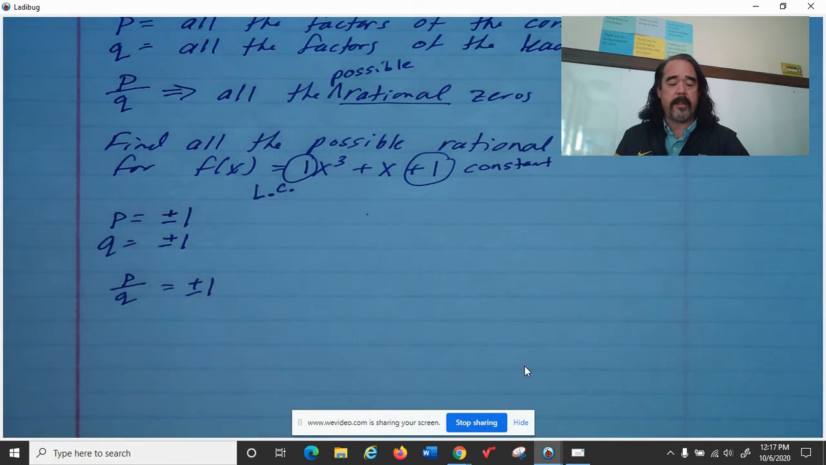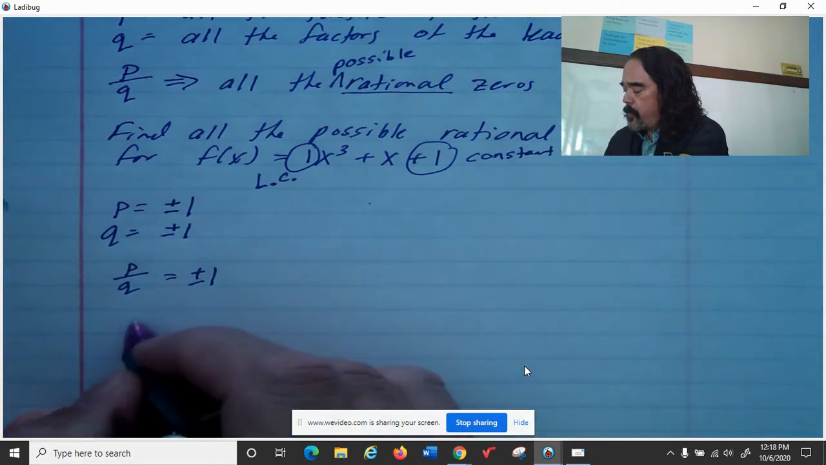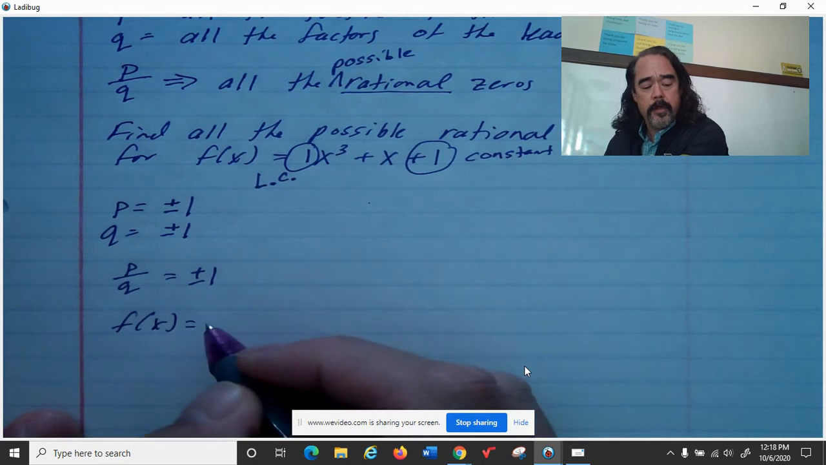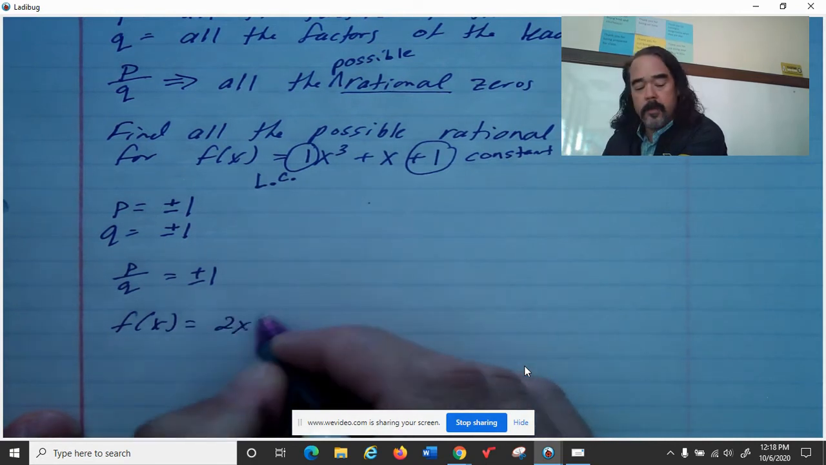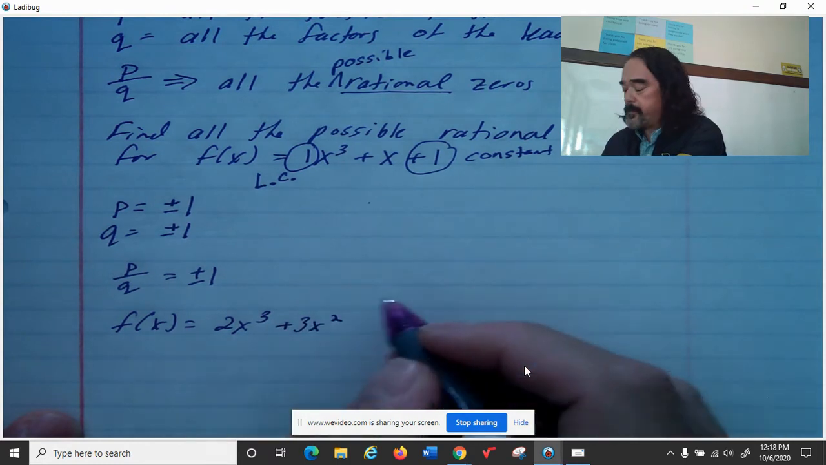All right, so let's take a look at another example. Same instructions, find all the possible rational zeros for f of x is equal to 2x cubed plus 3x squared minus 8x plus 3.